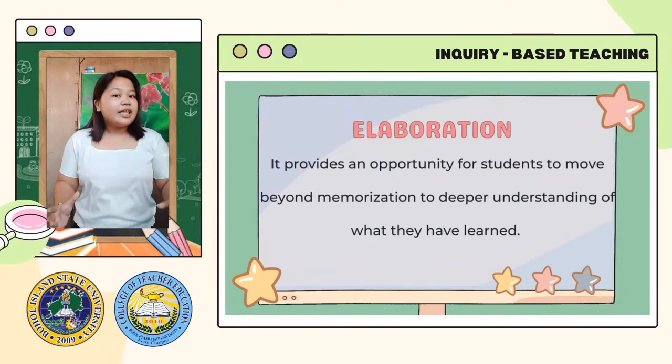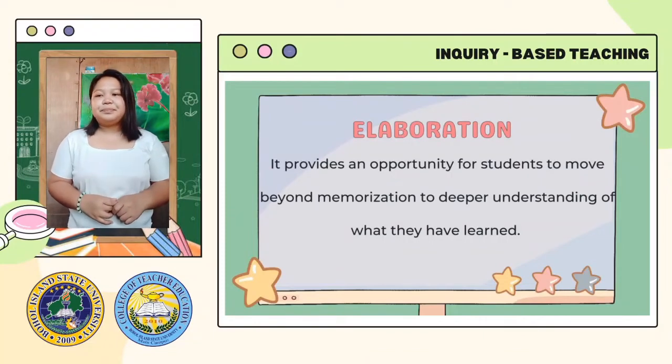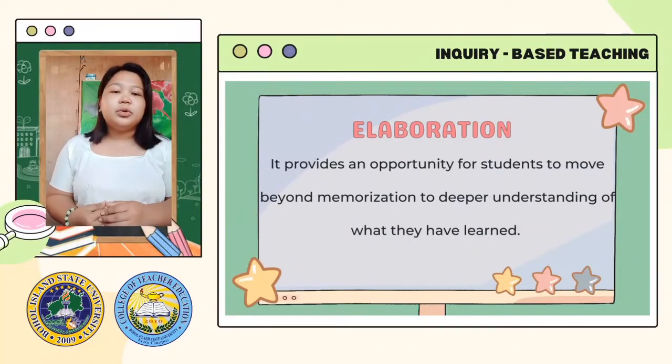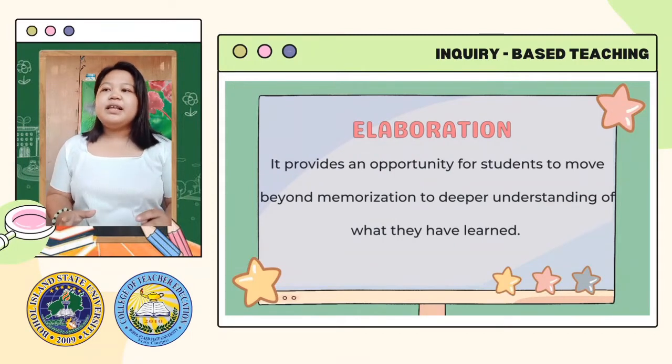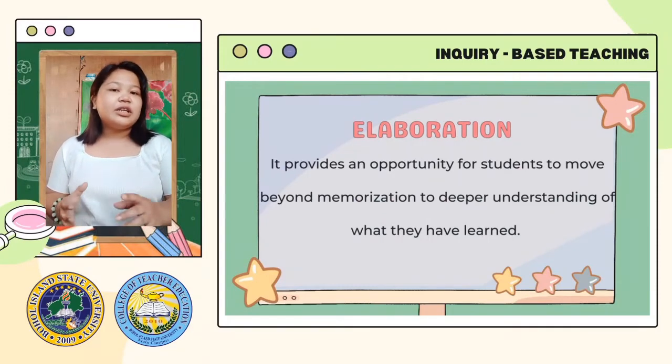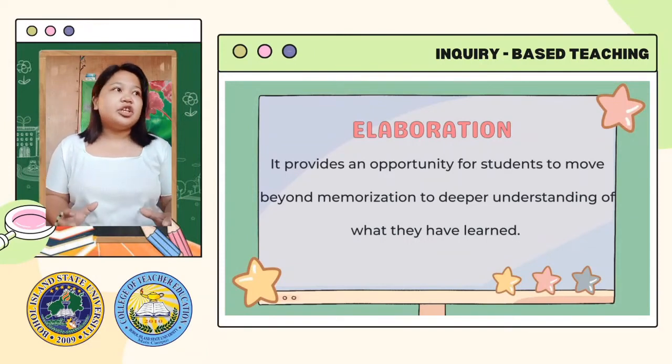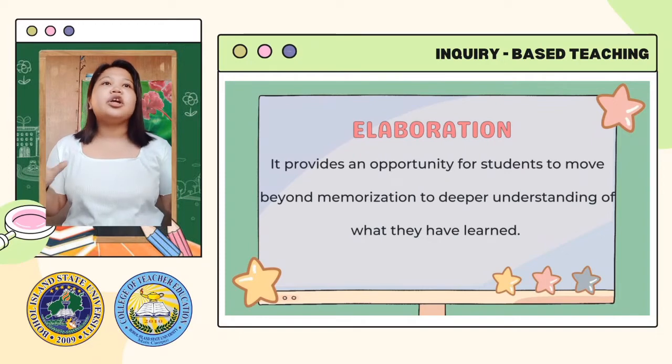So, deeply understand the concept. Small group and classroom discussions continue to play a vital role in the learning process by allowing students to share and defend their understanding and explanation. So in this stage, elaboration, it allows students to defend their understandings and explanations through small group or classroom discussions.